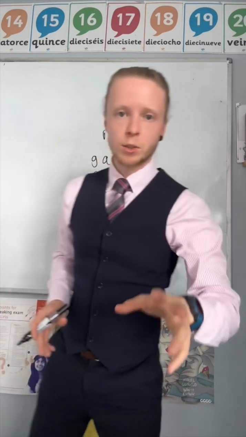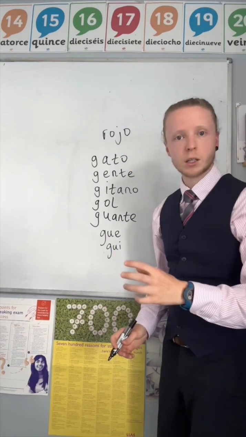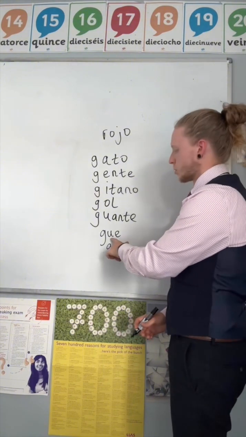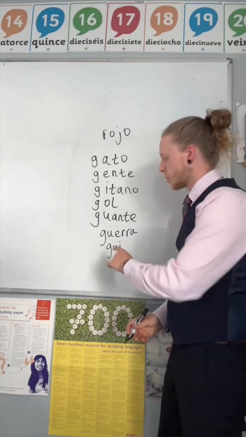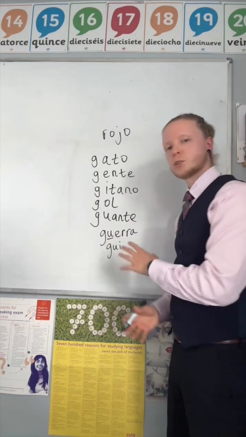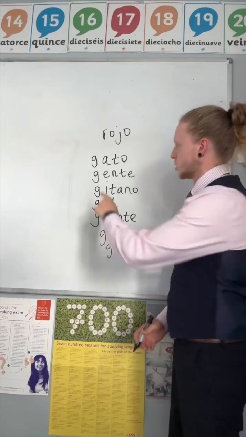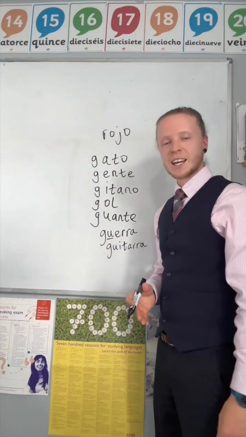No, I can actually do this if I want to. What I need to do to protect the G sound, that hard G, I use a letter U, then the I, or a U, then the E. For example, the word guerra. Notice that I'm not saying guerra. The U is actually silent here. All it's doing is protecting the hard G from the E because the G followed by an E becomes a soft G.